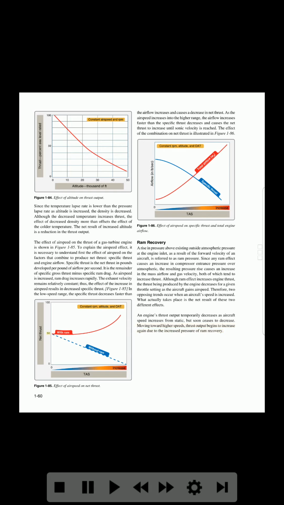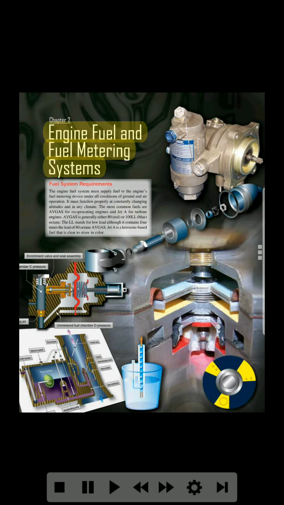Net thrust, with ram. Without ram. Ts. Figure 1-85. Effect of airspeed on net thrust. Chapter 2. Engine fuel and fuel metering system.